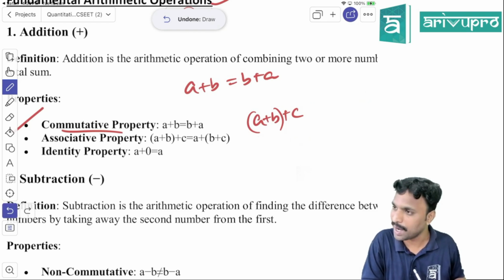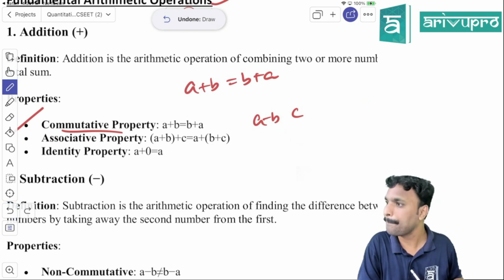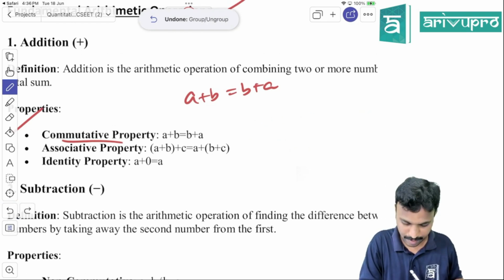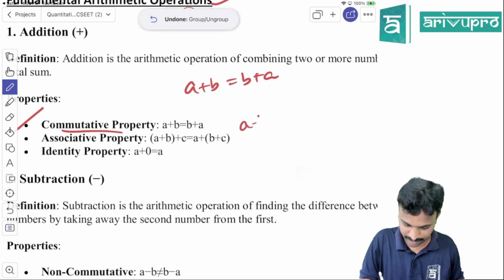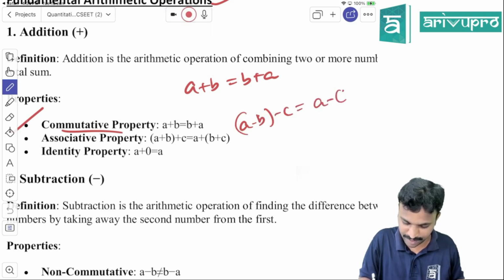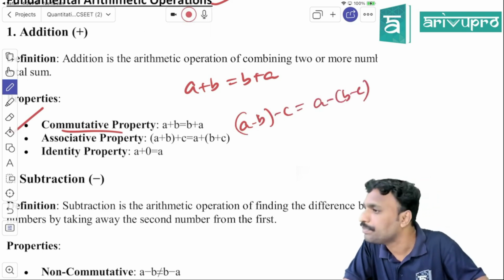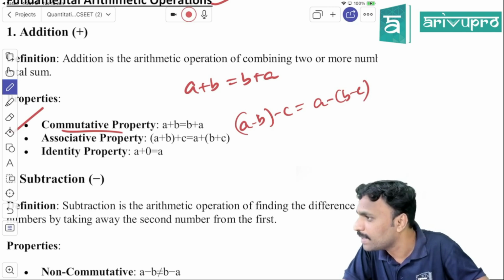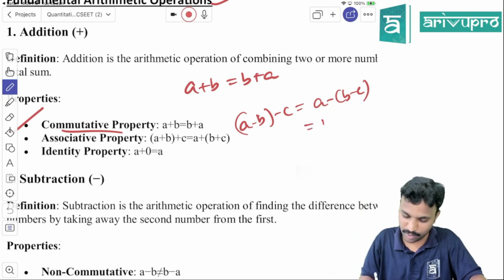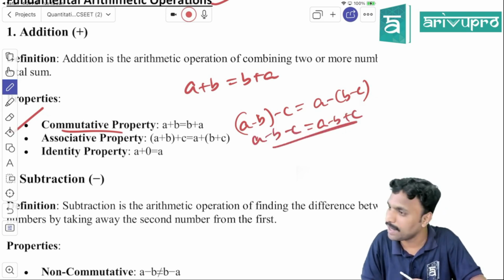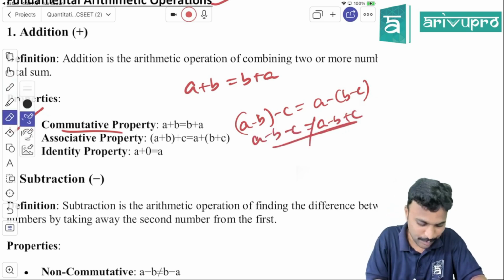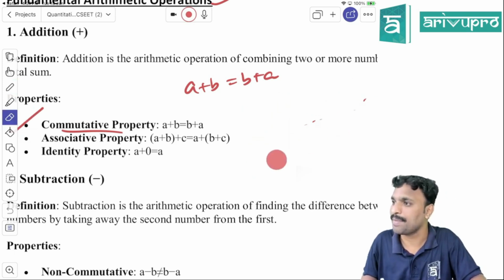for addition. How about subtraction? Will it hold? A minus B minus C, will it be equal to A minus B minus C? No, right? Can we apply this? No, because this will become what? A minus B plus C. This is A minus B minus C. Are they equal? No. So, the associative property doesn't hold for subtraction.